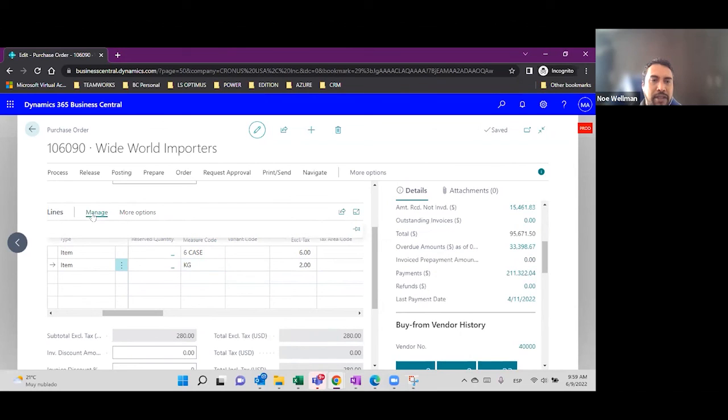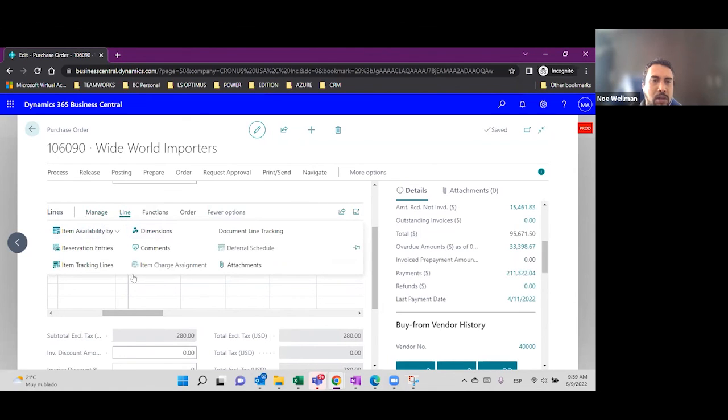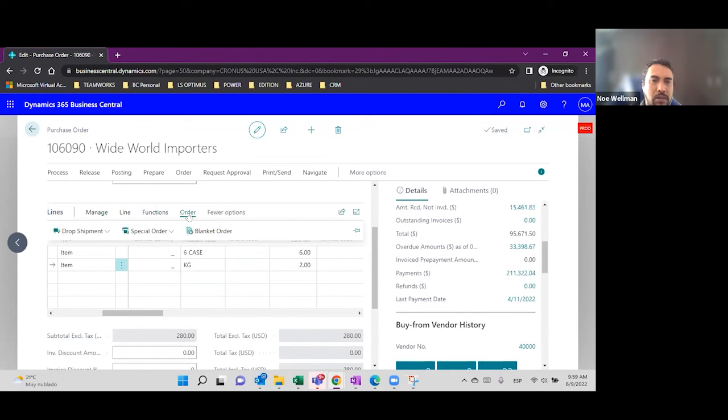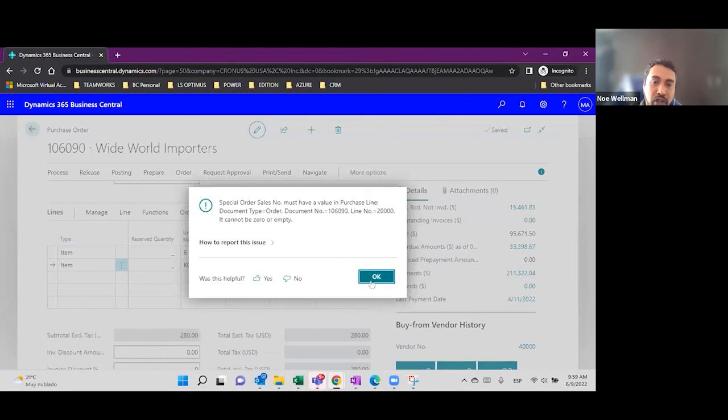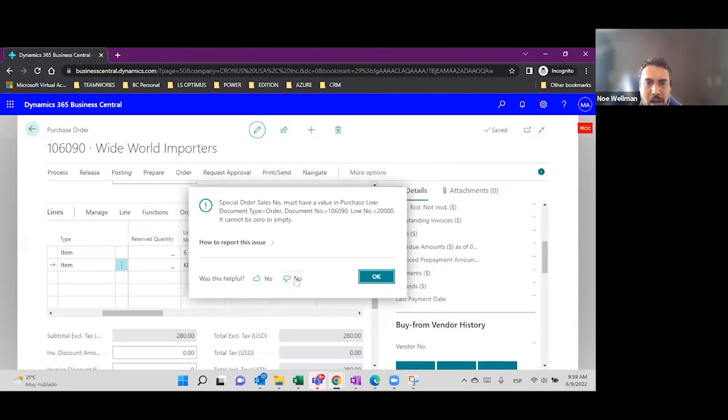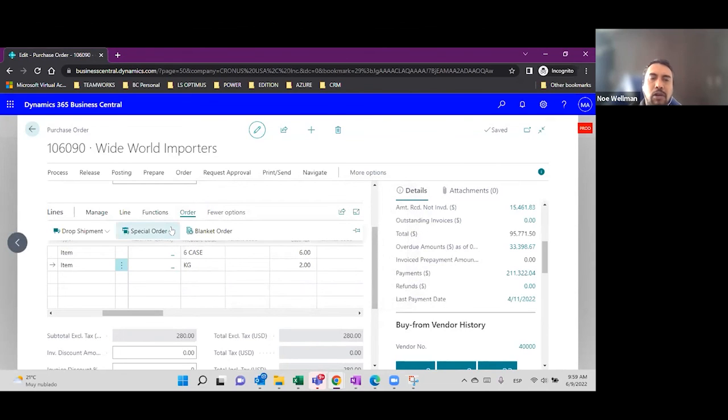The idea of this as well is that sometimes, let me just check the option, order tracking. Let's see. The idea is that when you are purchasing, sometimes it's very important to understand the origin of your information. Why are we purchasing this? Why are you purchasing these two items?